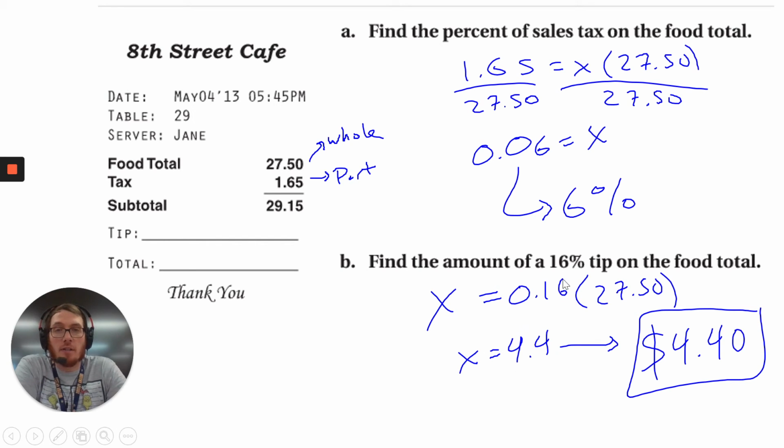Anyways, back to the question. If I want to find a 16% tip of the food total, I'm looking for a part, because I don't know the tip, equals 16% of the food total, $27.50. I get 4.4. Now remember, this is money. So when you answer this, it should be $4.40, as opposed to just 4.4, because it's a money situation.